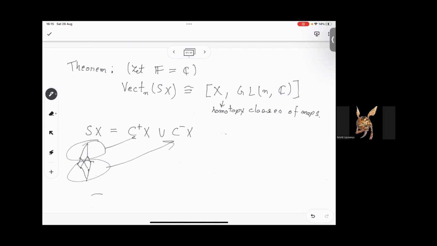Now it's not very difficult to see that cone plus of X intersected with cone minus of X is just X. It's the middle space, and that's just X. Another important point to note is that both the cones are contractible. Since they are contractible, vector bundles over a contractible space are trivial. That's the very important statement.